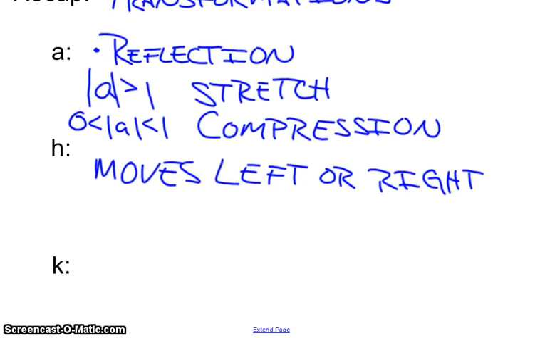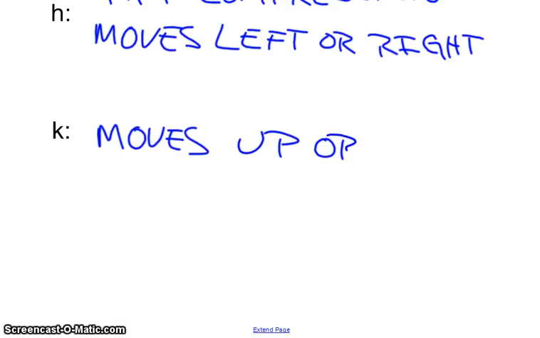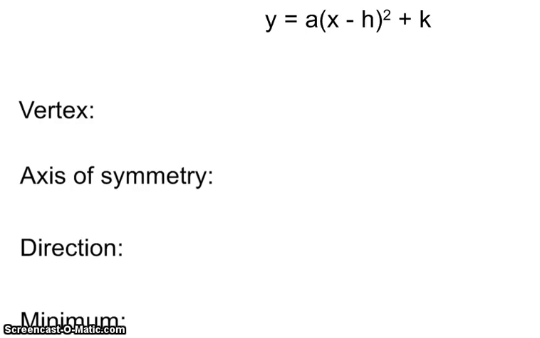Last but not least there, our dear friend k. K is on the end. It will create a vertical translation, so it will move the parent function up or down. That means the whole parabola itself, every single one of its points, will move up or down. So we need to keep that in mind as we go on to graph all of these things. Those are some of the key features of the vertex form, just in a general transformational sense.